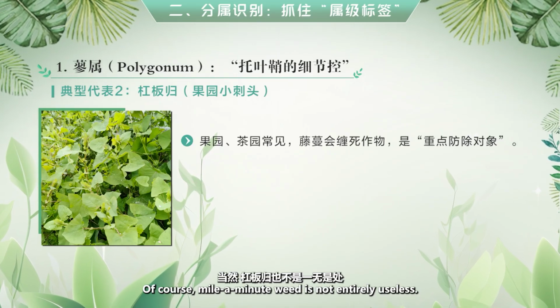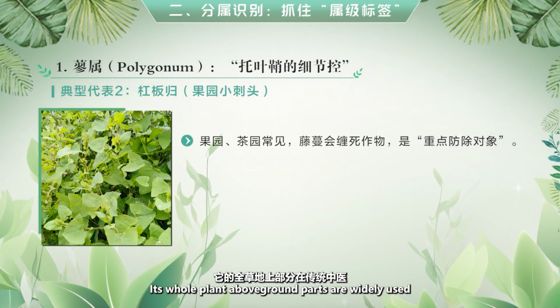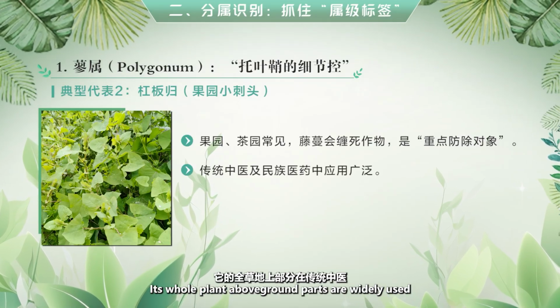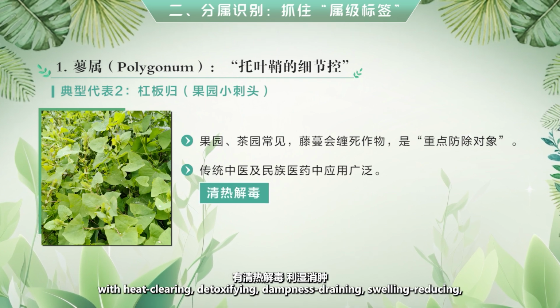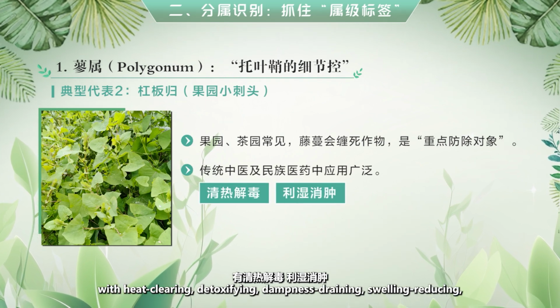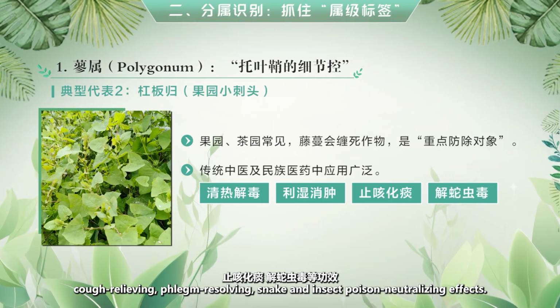Of course, myominate weed is not entirely useless. Its whole plant above-ground parts are widely used in traditional Chinese medicine and ethnic medicine, with heat clearing, detoxifying, dampness draining, swelling reducing, cough relieving, phlegm resolving, snake and insect poison neutralizing effects.